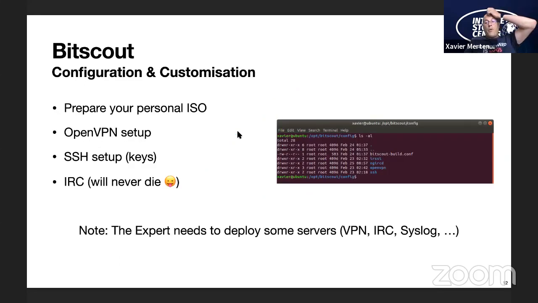A very good point is the configuration and customization. You cannot just download BitScout and execute it like this. You have to prepare your personal ISO file. For example, for my company, I have my own personal ISO file. Why? Because first it connects to a VPN, so you need to prepare the VPN configuration because it goes back to my own VPN server. You need to set up SSH keys. You need to set up the IRC, which kind of channel you would like to open to discuss with your customer.